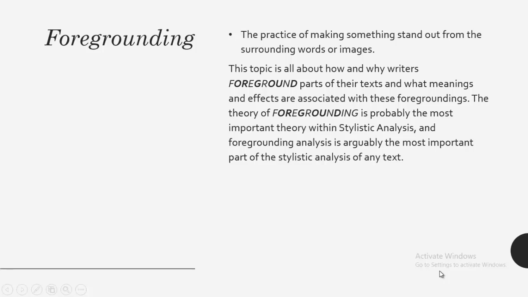You can see in this very paragraph, there are certain things which are made prominent from the rest of the text. You can see the word foreground here. It is prominent from the rest of the words or sentences. And again, foregrounding here, this word is highlighted from the rest of the words. Again, you can see the words stylistic analysis are highlighted by using a capital S here and a capital A here.